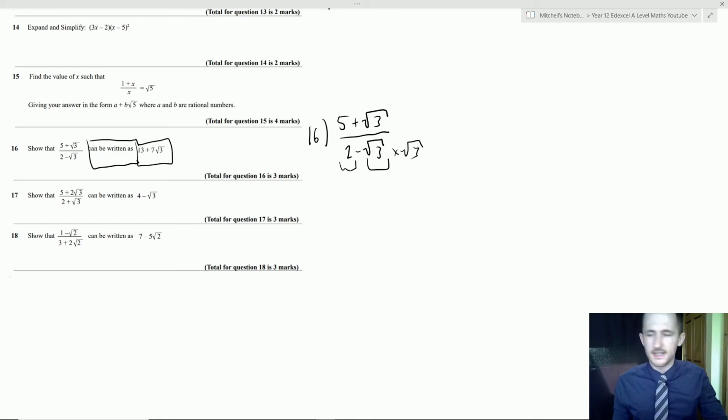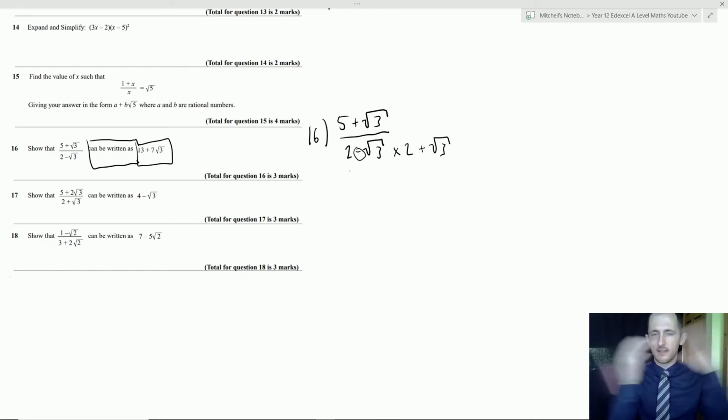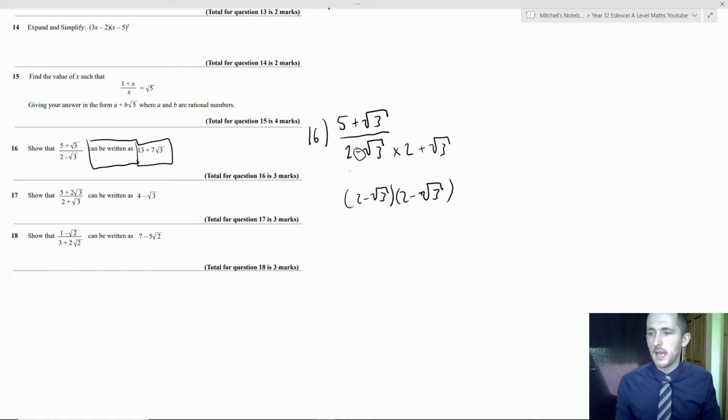So what you actually need to do is times by, keep this the same, but the sign in the middle has to flip. Okay. The reason why it has to change is because it will delete the cross terms. Okay. So for example, if I was doing, let's say I kept the sign the same, right? Expand using FOIL. 2 times 2 is 4. Outside 2 times minus root 3 gives me minus 2 root 3.